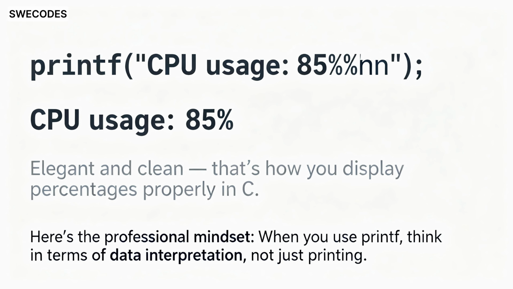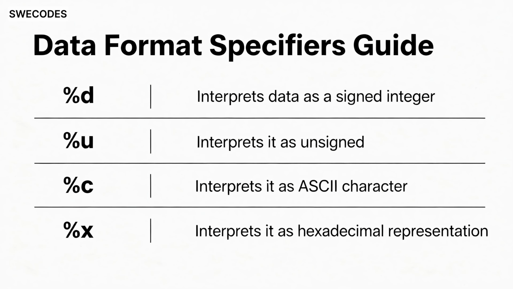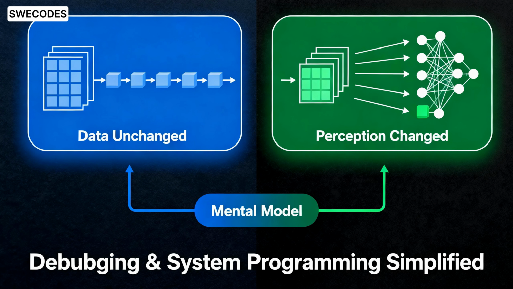Here's the professional mindset. When you use printf, think in terms of data interpretation, not just printing. %d interprets data as a signed integer. %u interprets it as unsigned. %c interprets it as an ASCII character. %x interprets it as hexadecimal representation. The data doesn't change, only how you view it does. Understanding this mental model makes debugging and system-level programming far easier.